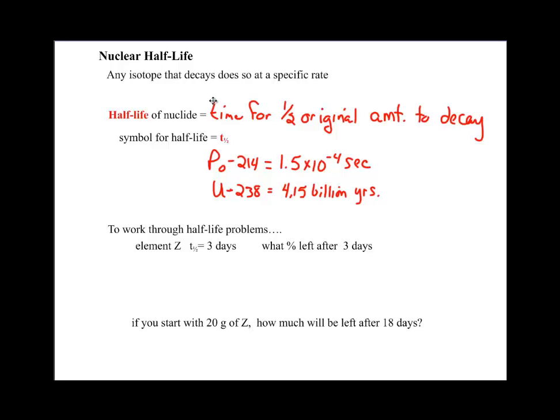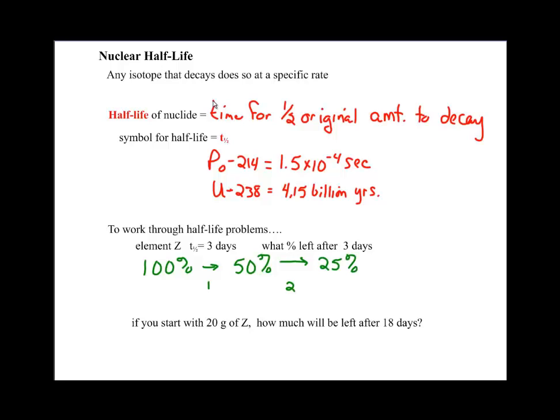When I'm working on half-life problems, I can approach it a couple of ways. I can simply count out the half-lives and figure percentages based on that, or I can use a rate kinetics equation to help me solve it. If I'm just going to count out half-lives, I would take a look at something like element Z with a half-life of 3 days. I want to find out what percentage is left after 3 days.